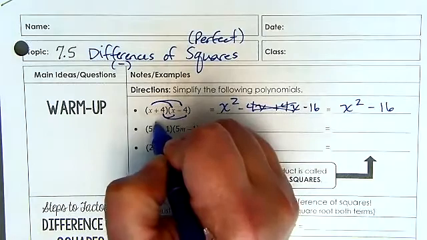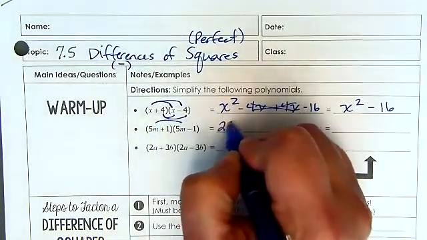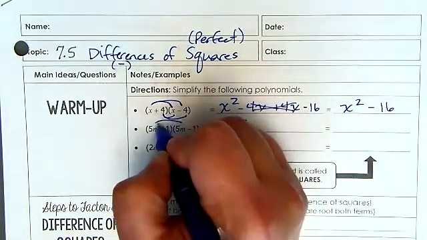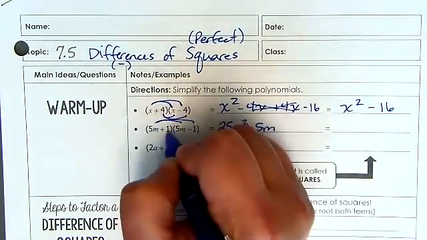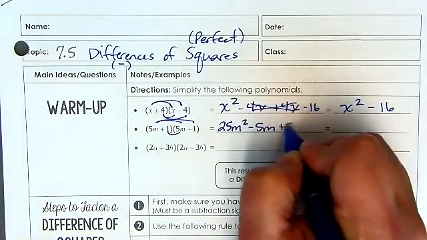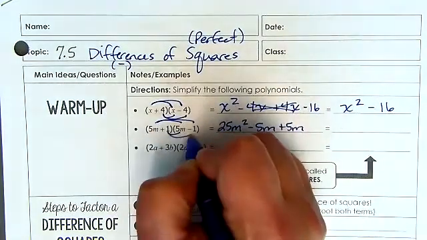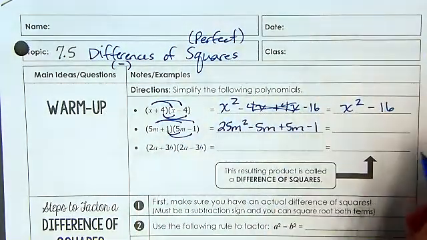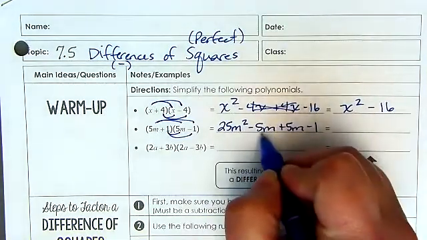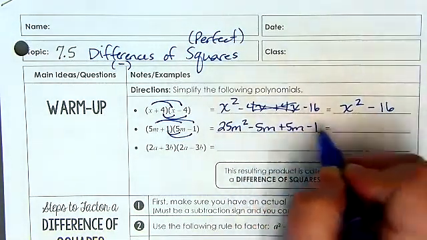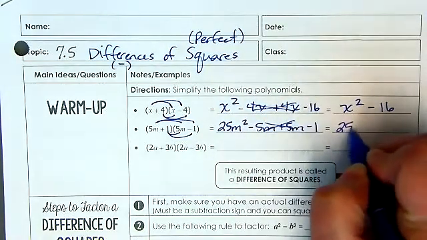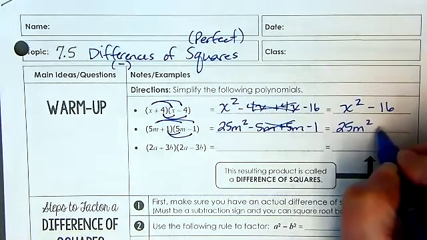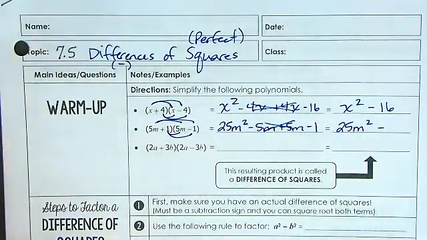So we do the next one. 5m times 5m gives me 25m squared. 5m times -1 gives me -5m. 1 times 5m is 5m. 1 times -1 is -1. So the middle, the -5m plus 5m, cancels out and equals 0. And we're left with 25m squared minus 1.